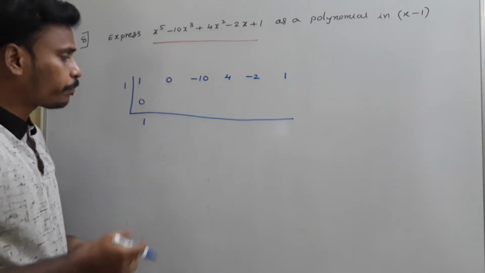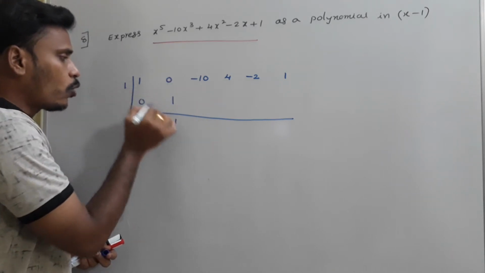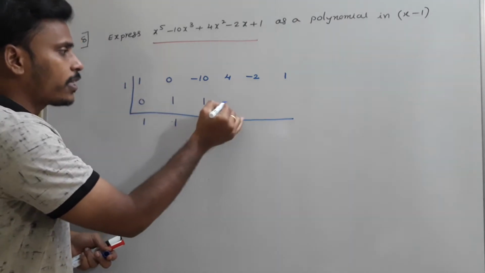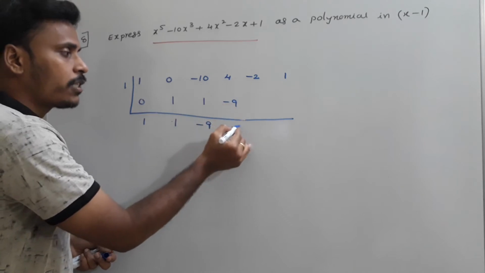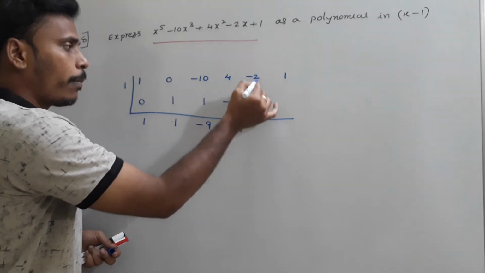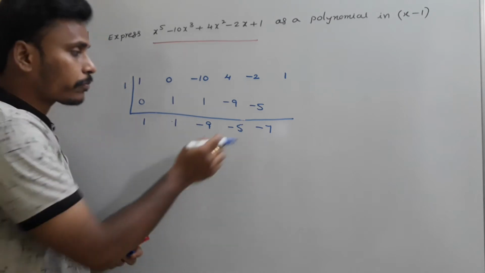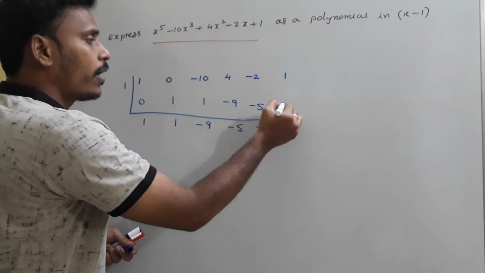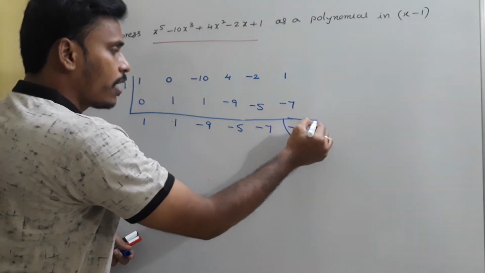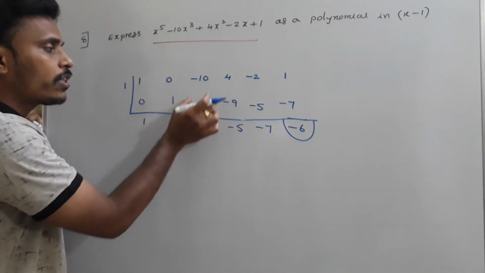Yeah, 1 into 1 is 1. 0 plus 1 is 1. 1 into 1 is 1. Minus 10 plus 1 is minus 9. Minus 9 into 1 is minus 9. 4 minus 9 is minus 5. Minus 5 into 1 is minus 5. Minus 2 minus 5 is minus 7. Minus 7 into 1 is minus 7. And 1 minus 7 is minus 6. In this case, minus 6 is the remainder. So this is the quotient after this first step.